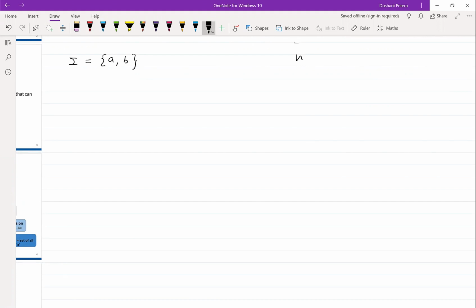Okay, then let's understand how many strings of length 1 we can form over sigma. So what are the strings of length 1 we can form? It's either A or B. So there are only 2 answers.